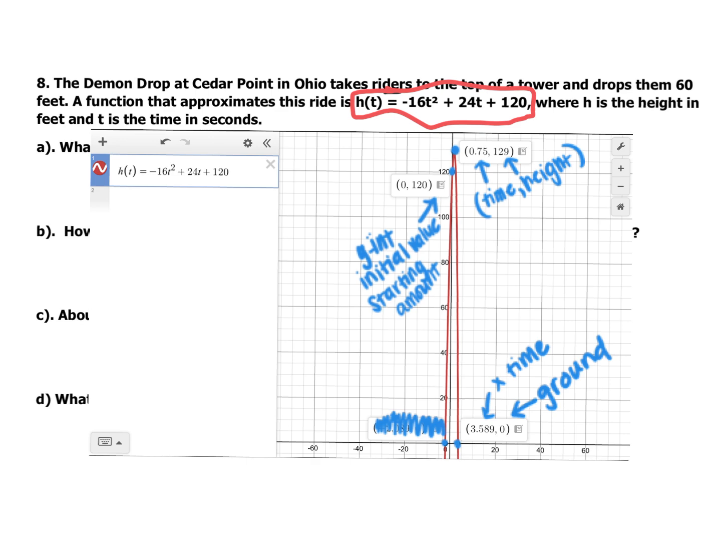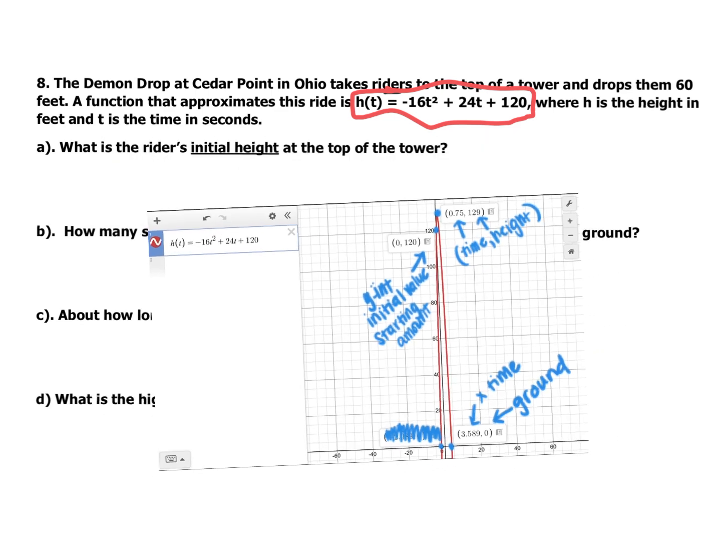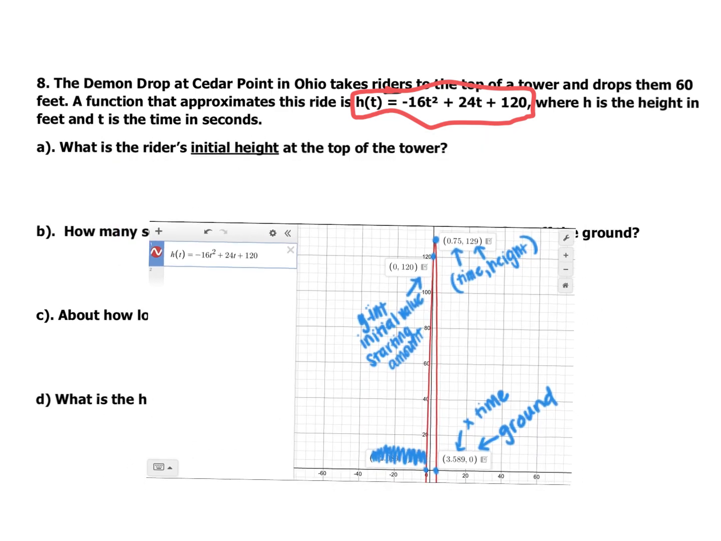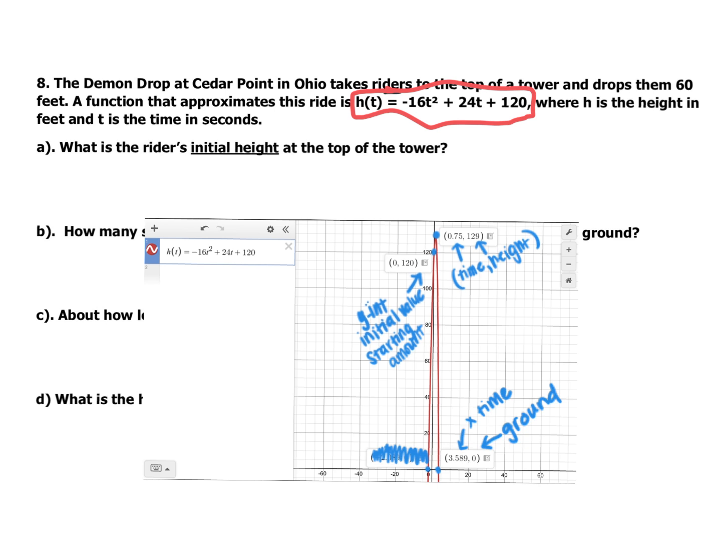Okay, so let's go ahead and look at question number 1. Question number 1 says, what is the rider's initial height? So we're talking about the initial height at the top of the tower. Our initial height here is our y-intercept. It's the number that goes with 0. So our initial height is 120.